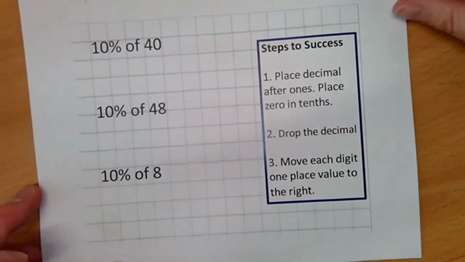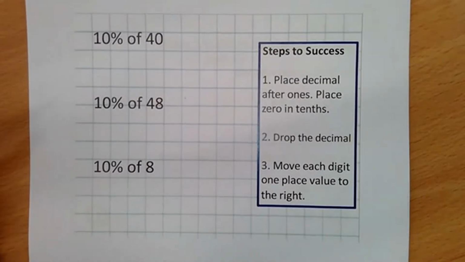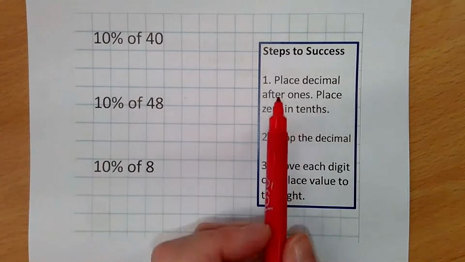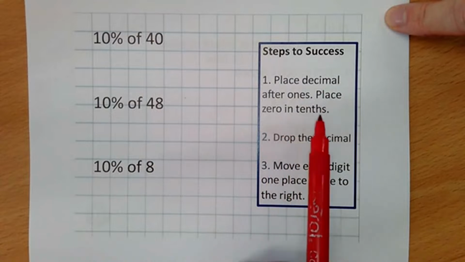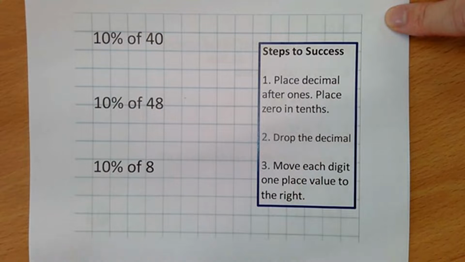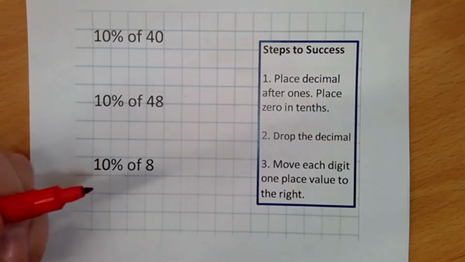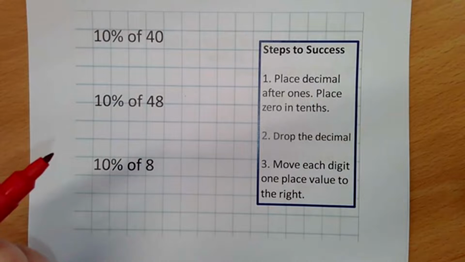So let's take a look at this. If we need to find 10% of a number, these are the steps to success that we're going to take. The first one is to place the decimal after the ones and then place the 0 in the tenths. Step 2 is to drop the decimal. And step 3 is to move each digit one place value to the right. When we move it to the right, remember that we're making our number smaller. In this case, we're going to be making our number 10 times smaller.